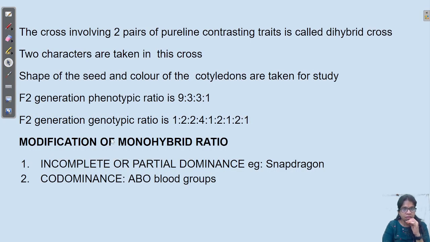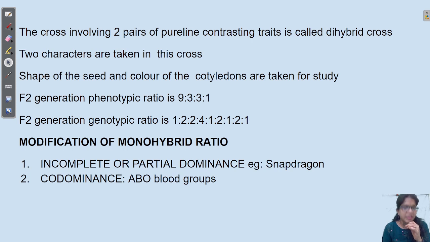So he told that the cross involving two pairs of contrasting traits is called a dihybrid cross. I told you he has taken the color of the pod and the shape of the seed. In the monohybrid cross, he has taken the length of the stem, and here he has taken the color of the pod and the shape of your seed. So they have been crossed, and when you go for the F2 generation genotypic and phenotypic ratio, these are the things that happen. Okay, so if you want, I can draw it. Please let me know in the comment box.